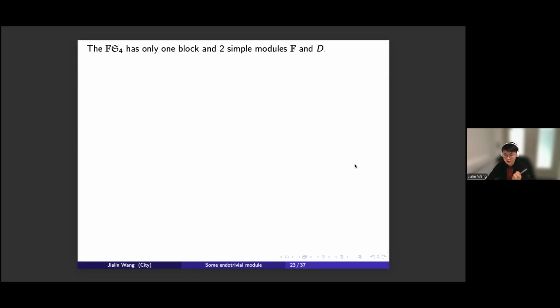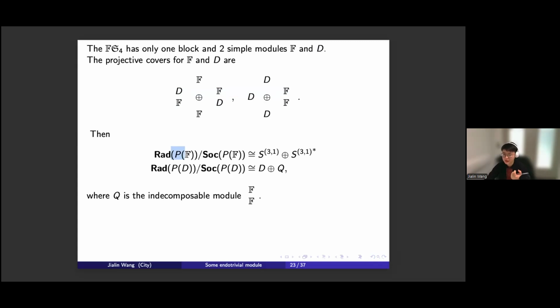And we know the radical layers of the projective cover for F and the projective cover for D. The projective cover of F is given over here, and you can see that the heart of this projective cover splits into two modules, DF and FD. In fact, since D is self-dual, this FD is just the dual of the module DF. And this DF is exactly S31. So the heart of the projective cover PF is just isomorphic to S31 plus the dual of S31.